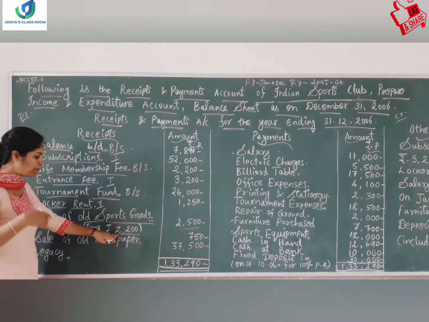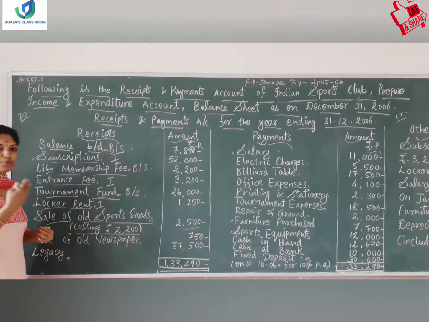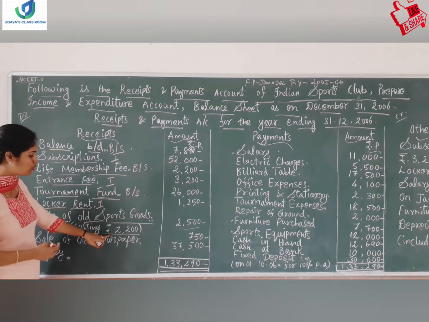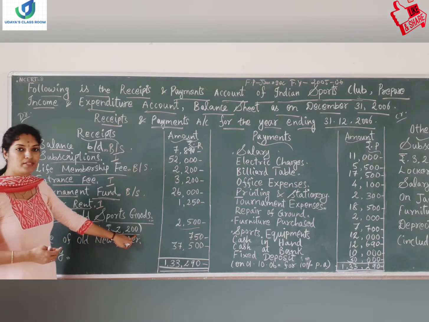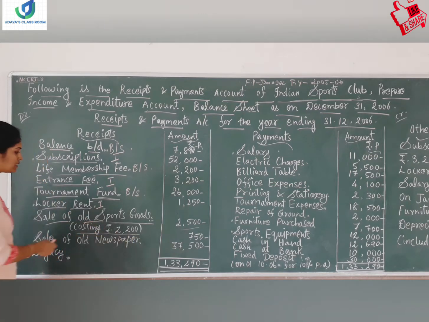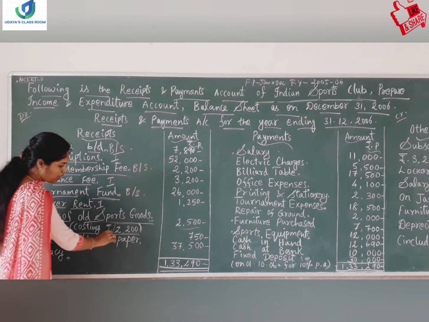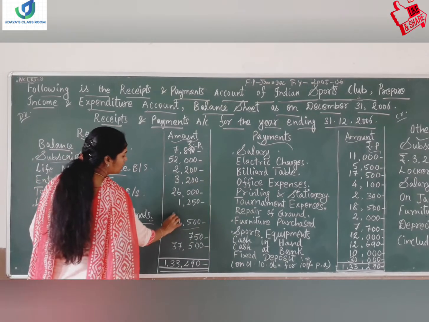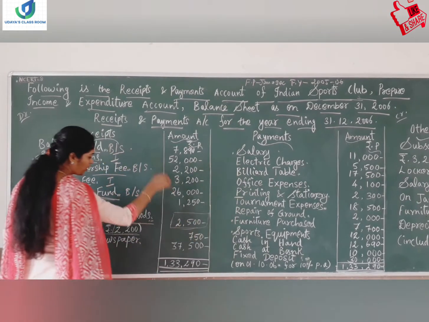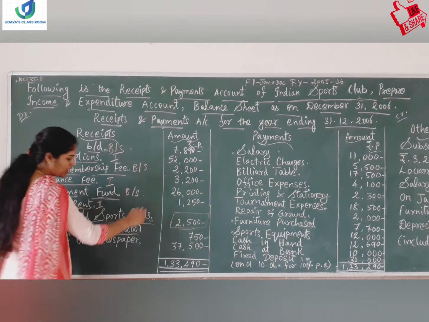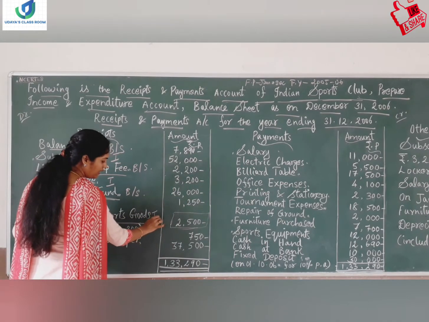which means in the company's books of accounts, the value of the sports goods is 2,200. So maybe after using the sports material, after reducing the depreciation and all other things, in the books of account, the cost would be 2,200, which means the original cost of the sports goods is 2,200, but we have sold it for 2,500. So what we have to understand here, it's our receipt.